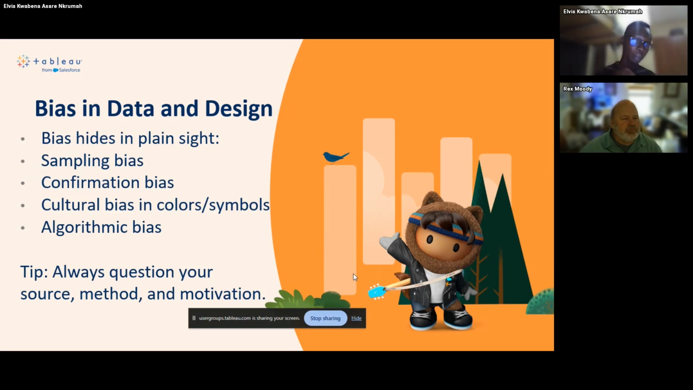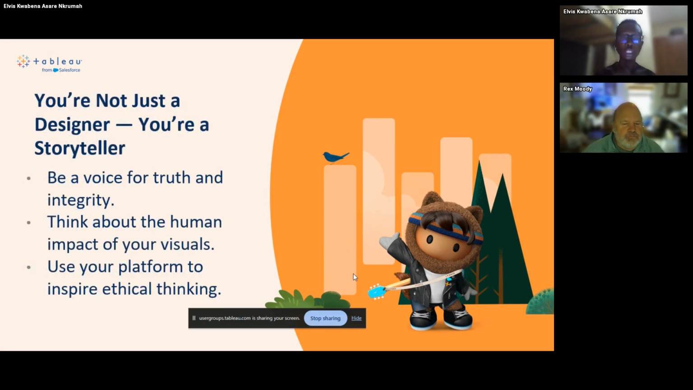And finally, in terms of the algorithm use, there can be bias. But in all these cases, we should always have in mind that you should always question the source of your data, the method you use in your visualization, and the motivation which you used in getting the idea to do the visualization you are doing.